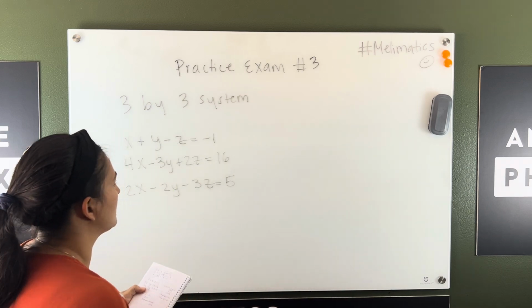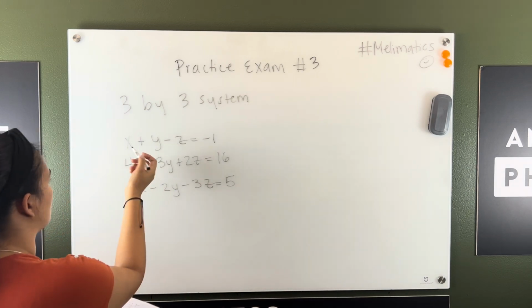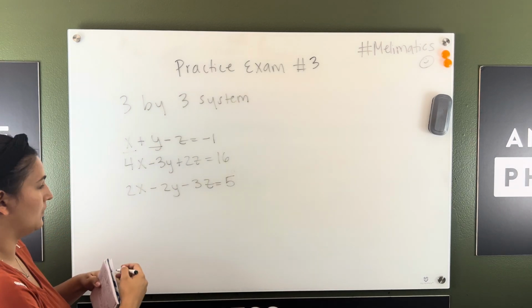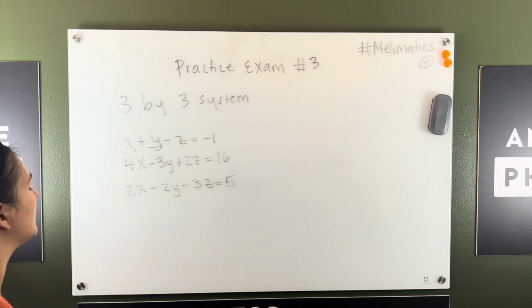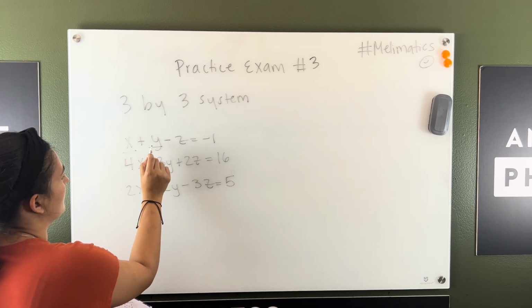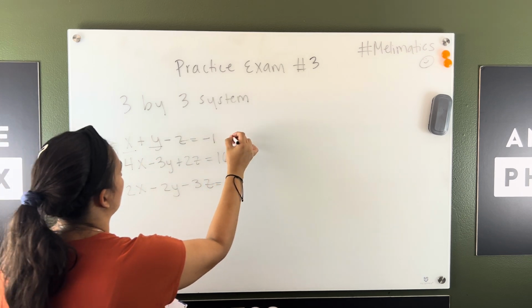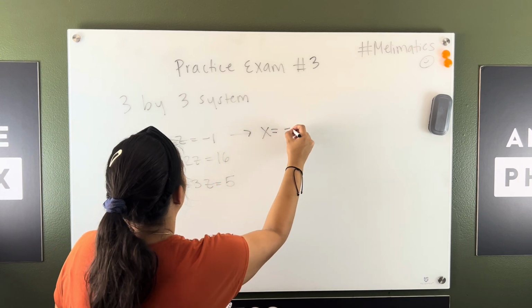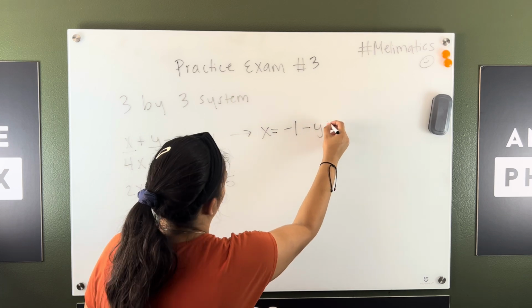So that's being strategic. Let's go ahead and isolate either this x or this y, considering it has a 1 coefficient. It's going to be easier to isolate. So I'll just isolate x. If you isolate x, that means I want to subtract y and add z, right? So it's going to be x equals -1 minus y plus z.